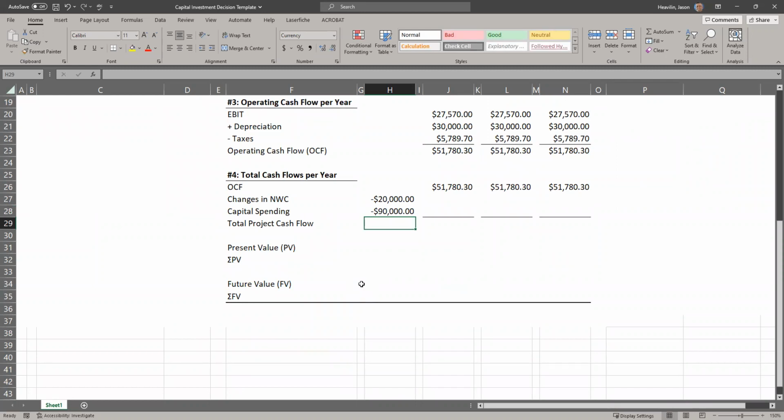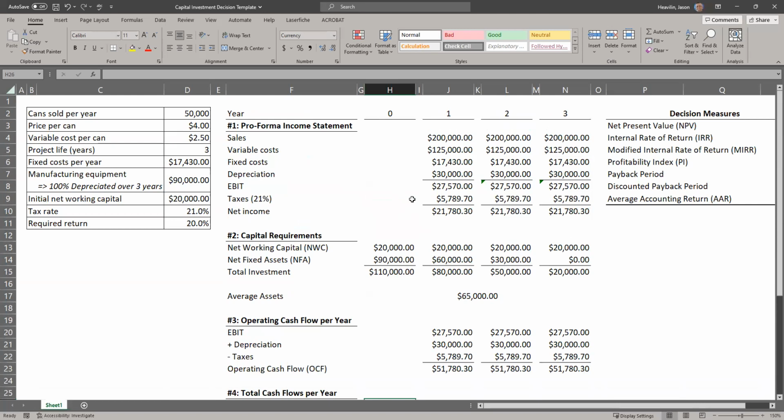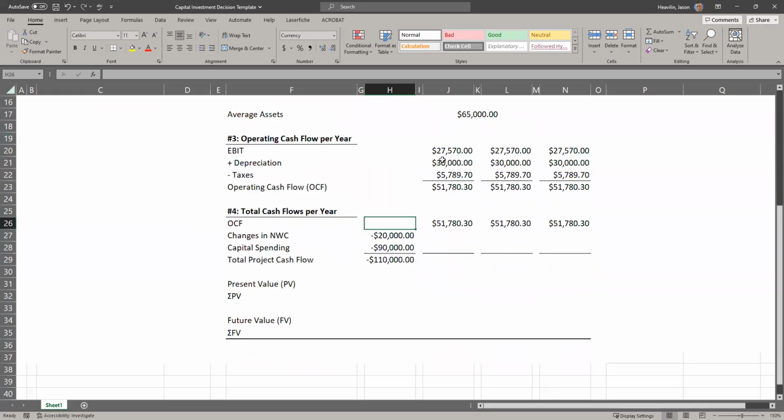And the total project cash flow for the period, all you do is you add those two together. I'm going to go ahead and go here, add them all 3. And the reason is because that's what's going to happen moving forward. There's no operating cash flow on year 0 because you haven't started, you're just about to get started. So that's how we get these numbers here.